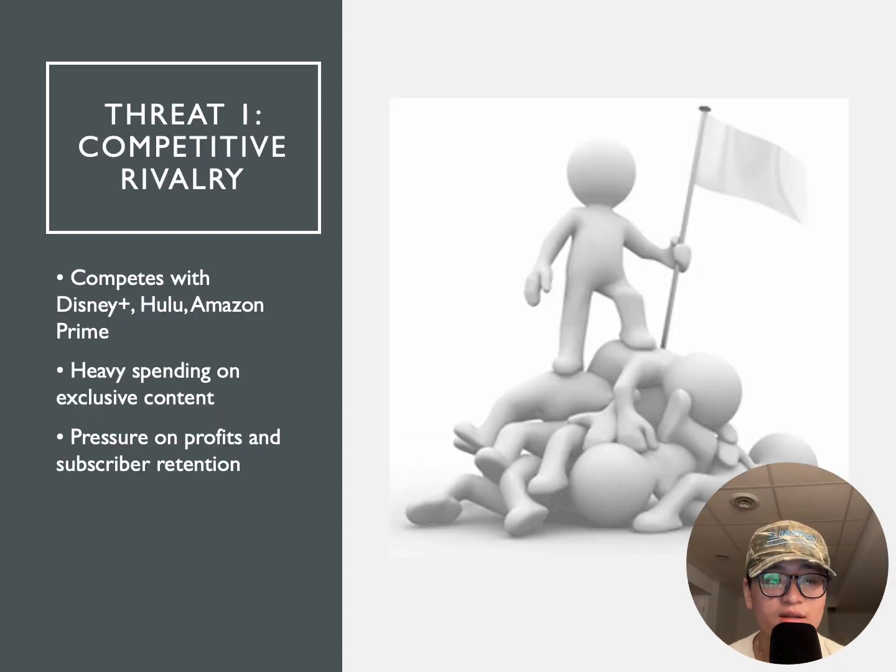The first threat is competitive rivalry. Netflix competes with major streaming services like Disney Plus, Amazon Prime Video, and Hulu. These companies invest heavily in exclusive content to attract viewers. This intense competition pressures Netflix to spend more on production and marketing, which can reduce profitability and increase subscriber turnover.